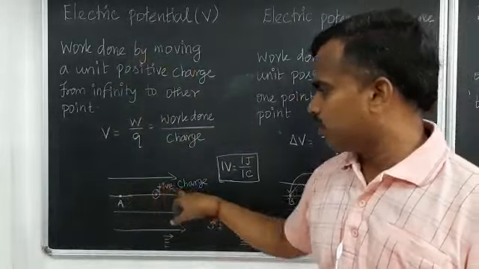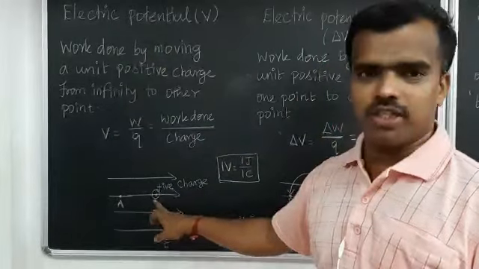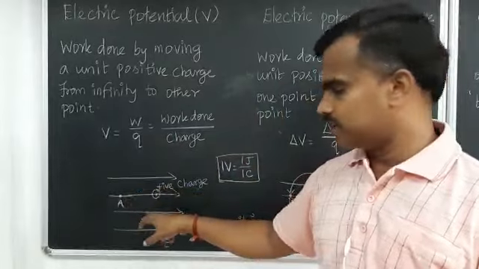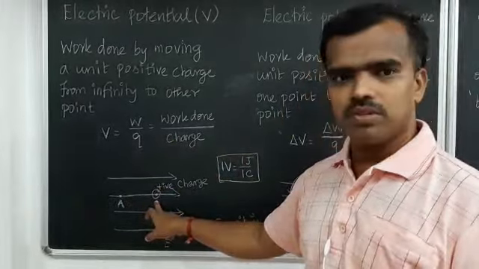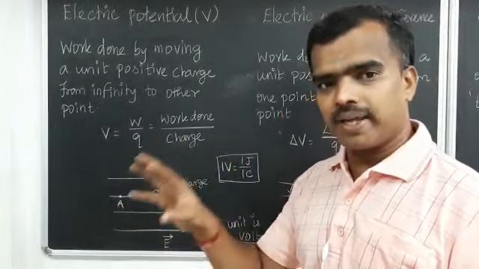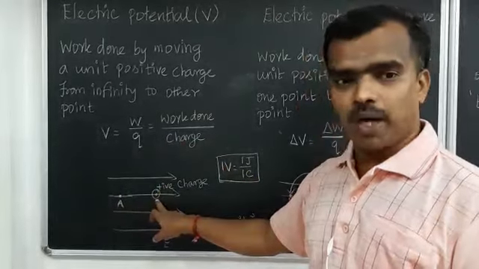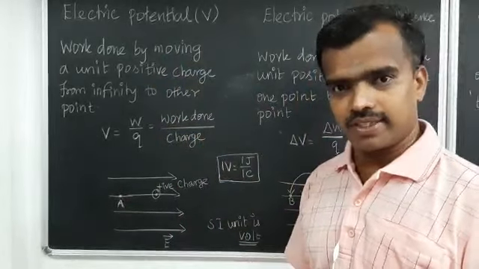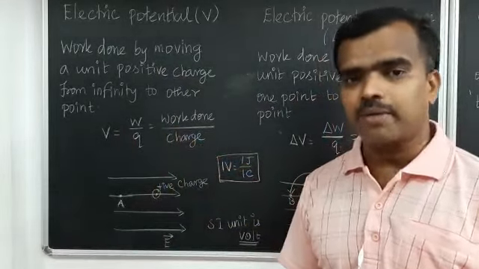Here I draw one simple electric field, and in that electric field we have a positive charge. Assume that this is at infinity. We apply some amount of work done, or some energy, to carry this positive charge to this point A. That is called electric potential. Have you understood? The work done on the charge gives the electric potential.